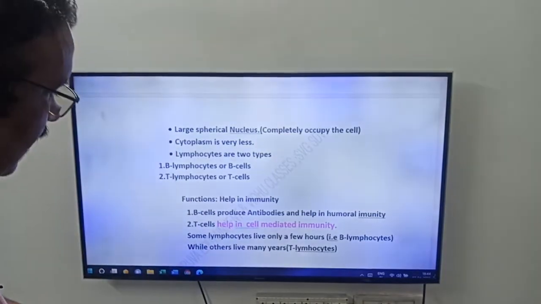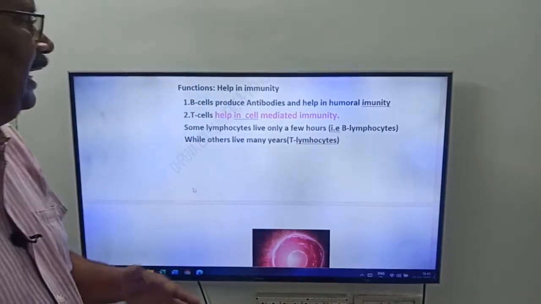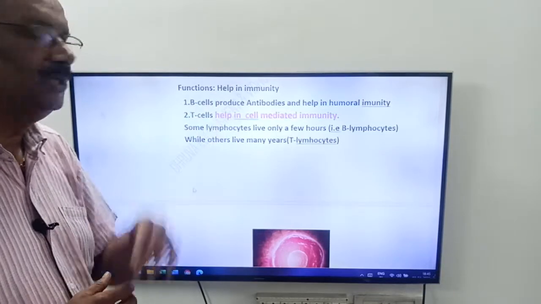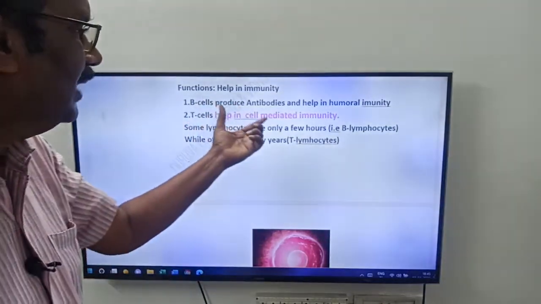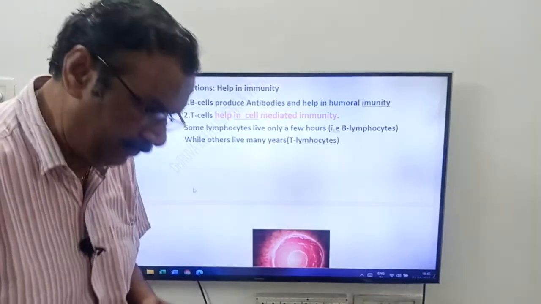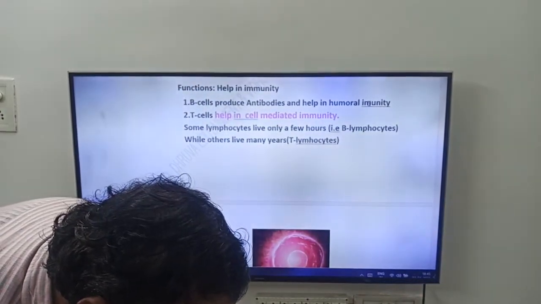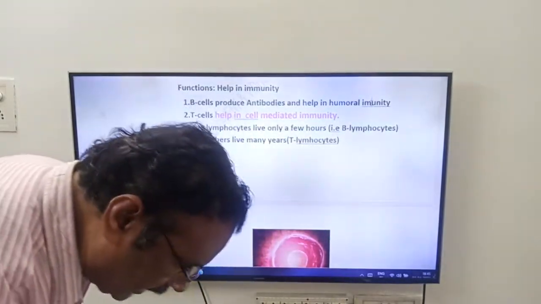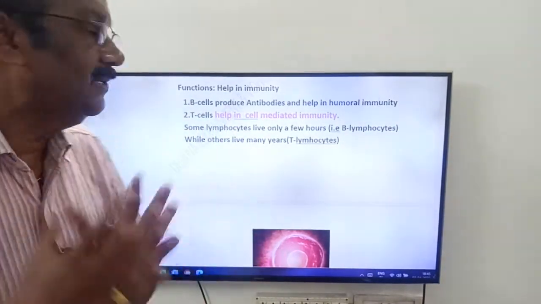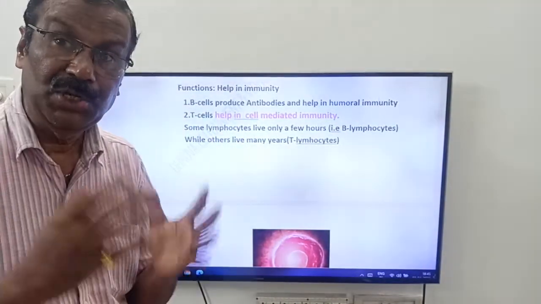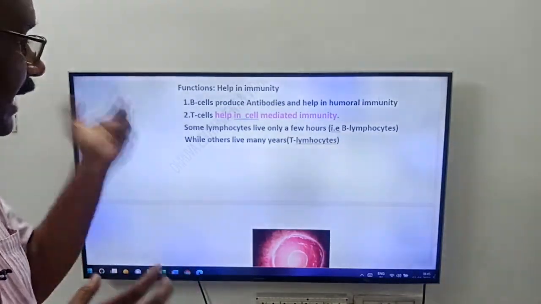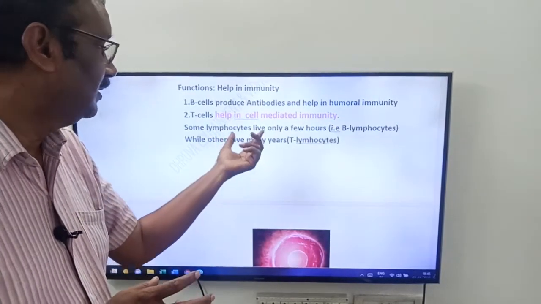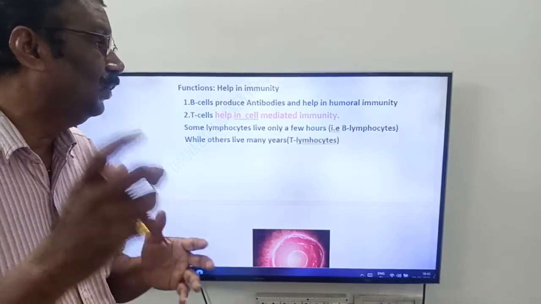Okay, friends? Functions of the lymphocytes: they help in immunity. First, B cells, the B lymphocytes, produce antibodies and help in humoral immunity. We have 2 types of immunity, humoral immunity and cell-mediated immunity. So B cells produce antibodies and help in humoral immunity. Next, T cells help in cell-mediated immunity. See, friends, some lymphocytes live only a few hours.